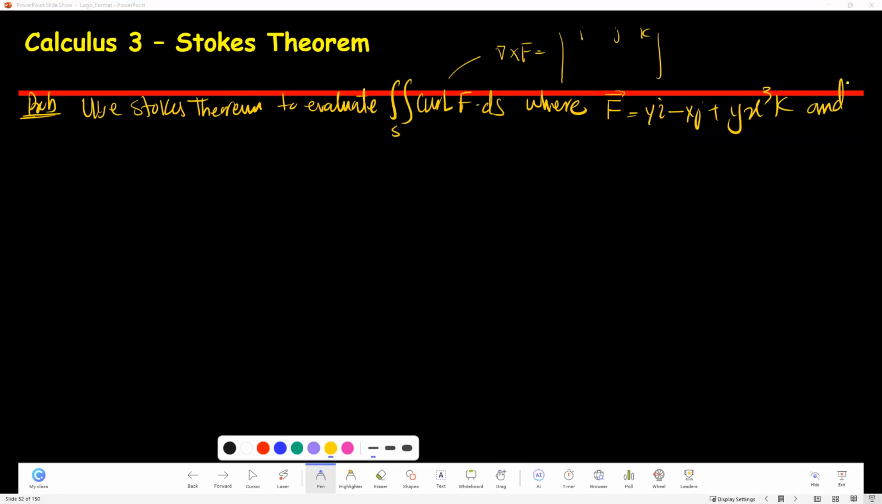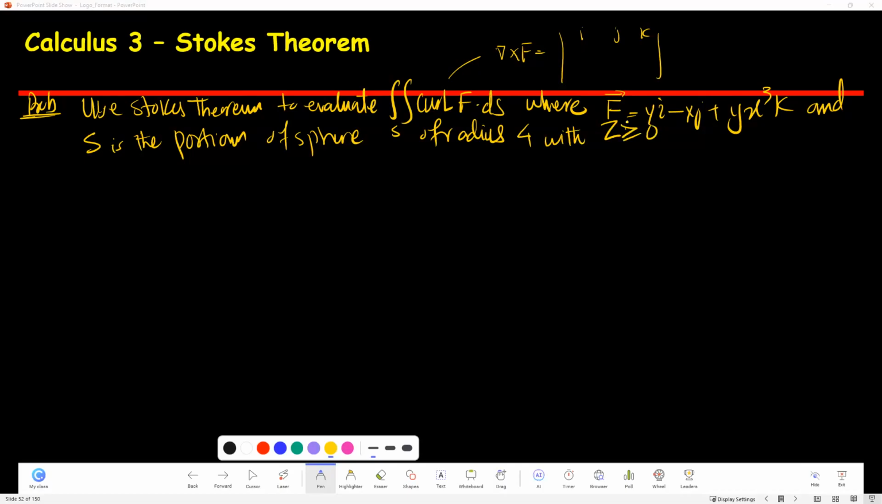Okay, y x cube k, and S is a portion of the sphere of radius 4 with z bigger than or equal to 0 and upward orientation.